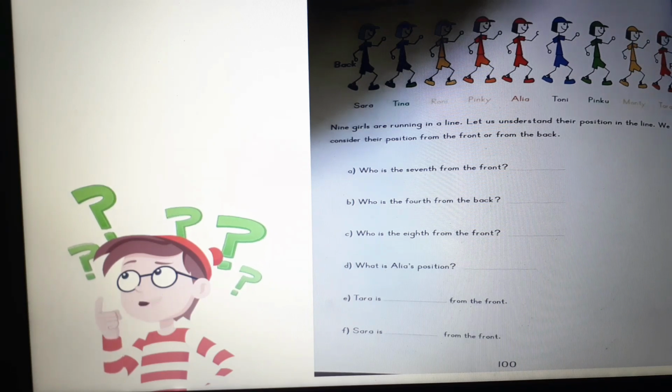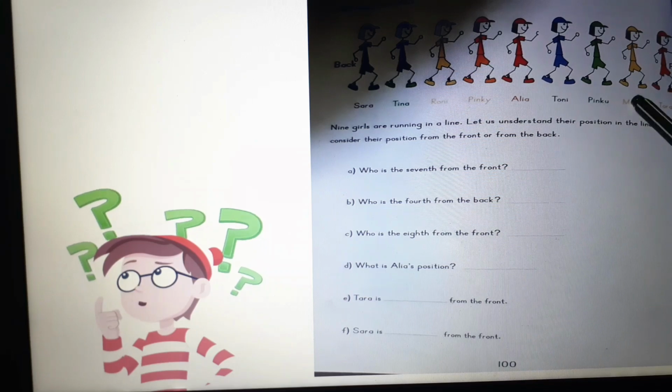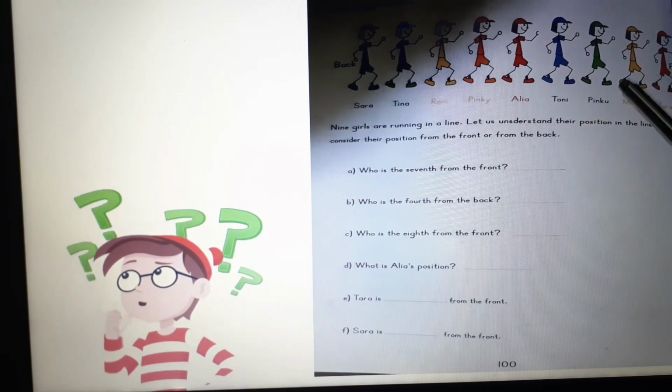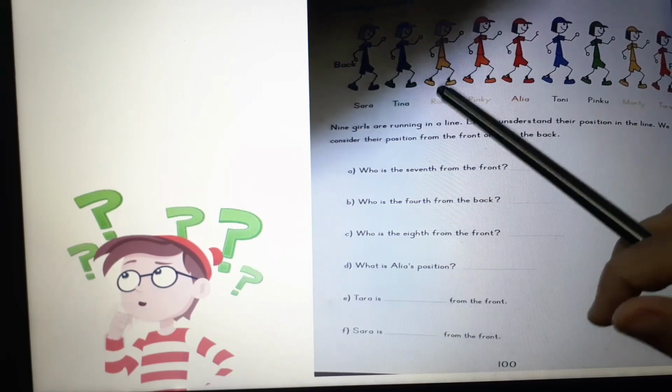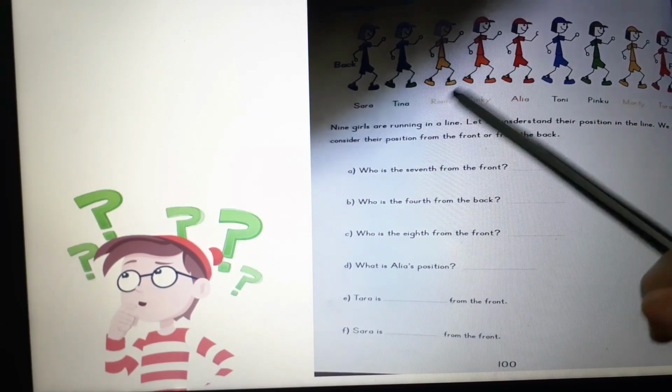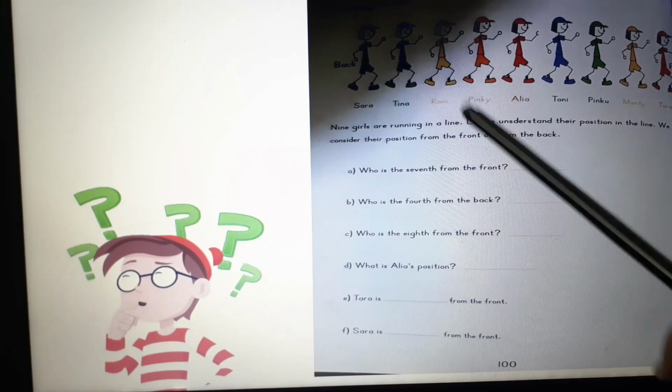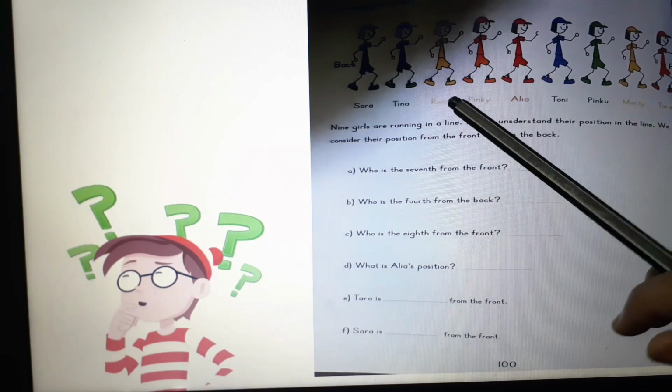Okay. So the first question is, who is the seventh from the front? From the front to the back, it is written here. This is the front side. Let's start counting. First, second, third, fourth. Now you can pause the video. First, second, third, fourth, fifth, sixth, seventh. So this girl wearing the yellow cap is seventh from the front. She is Ronnie.